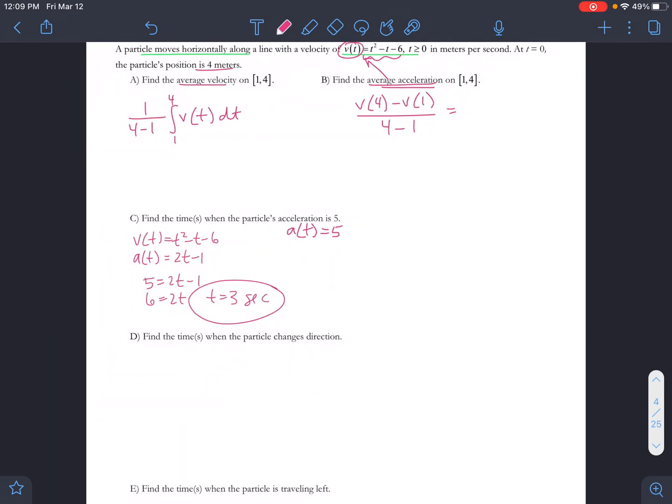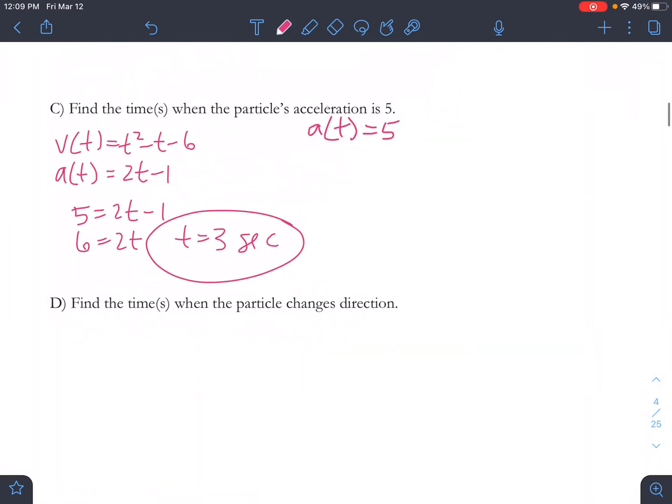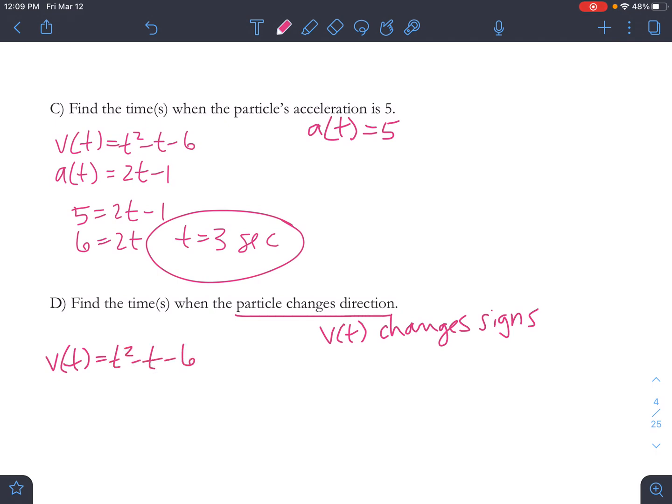So last two things here. How about find the time when the particle changes direction? So whenever you're doing these, I almost think it's like annotating. You should know immediately particle changes direction. That's when v of t changes signs. So you should have kind of a little hint for yourself of what you're going to be calculating. Okay, so if we take v of t and we set it equal to 0, we get 3 and negative 2.